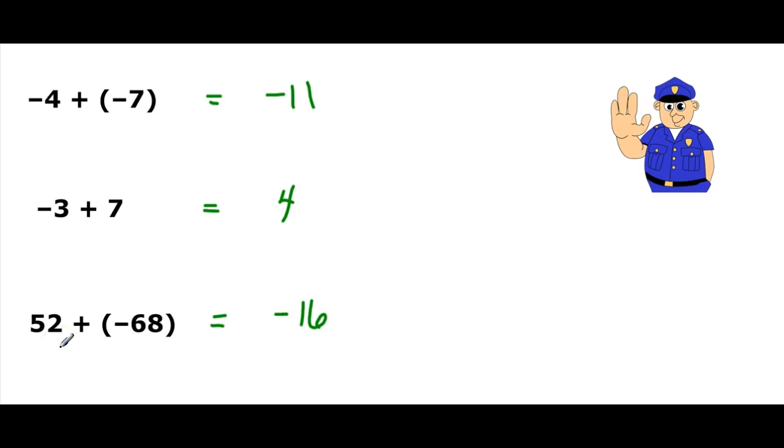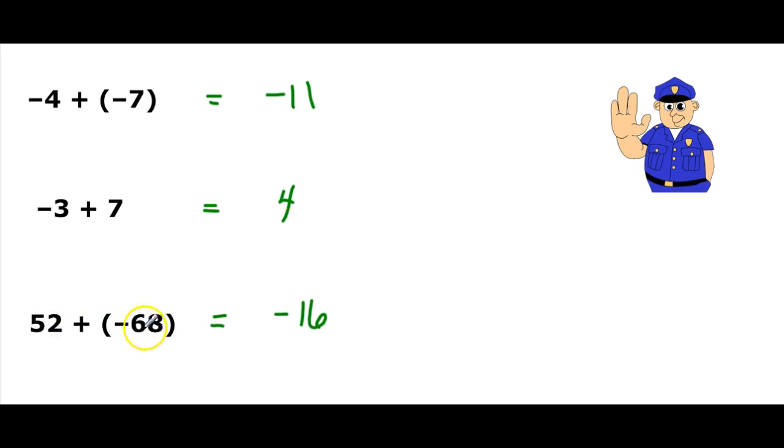Okay, let's check these. Remember the song says same signs, add, and keep the sign. So 4 plus 7 is 11. They're both negative. That's negative 11. Different signs, subtract. 7 minus 3 is 4. Keep the sign of the larger. The 7 was larger. It's positive. Your answer is positive.